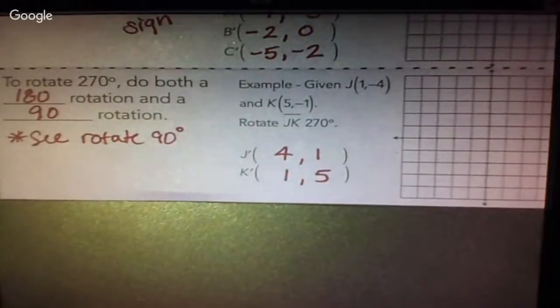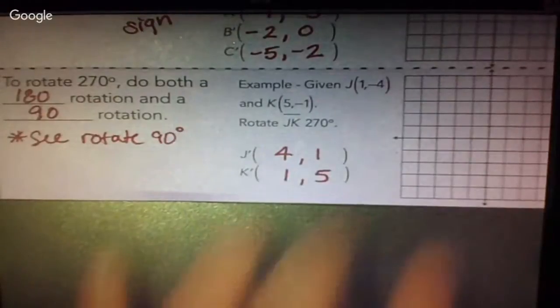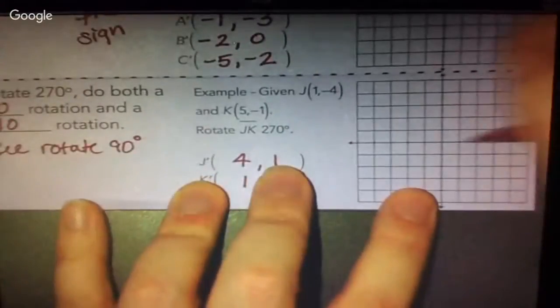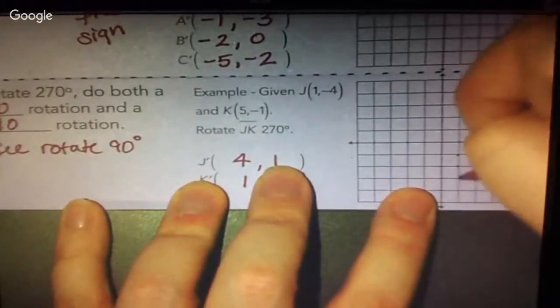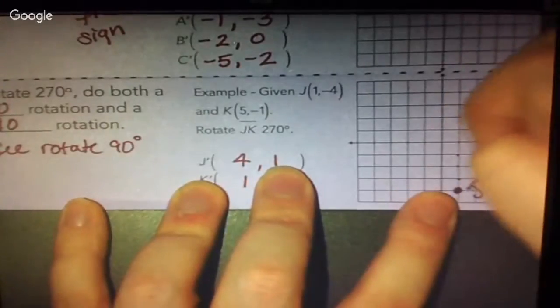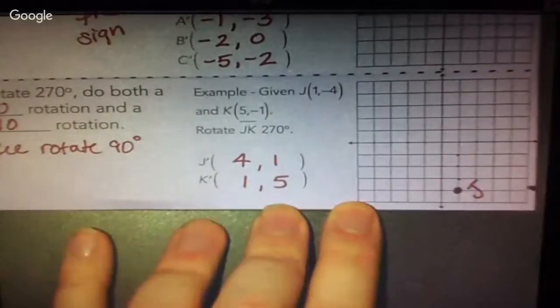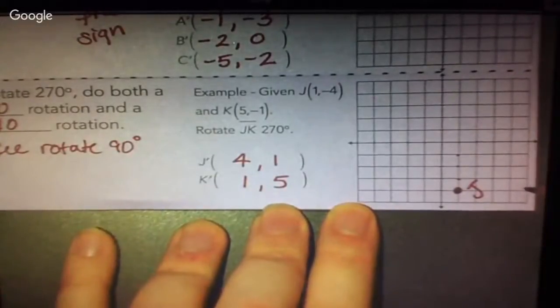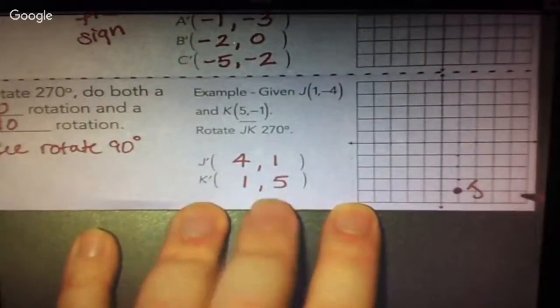Okay, now I need to figure out which quadrant I'm in. So I need to figure out where I start and where I finish. Well, if I'm +1, -4. So +1, -1, 2, 3, 4. So here's J. So I start in quadrant 4. I'm going 270. Where do I end up? 3. I end up in 3.